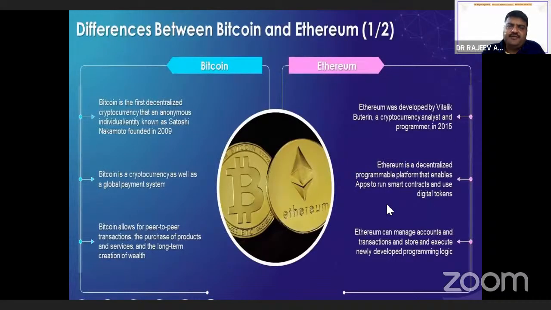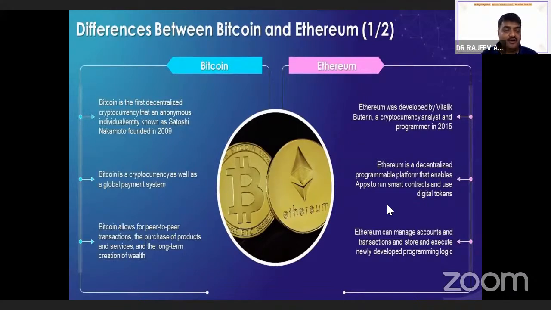Now, what is the difference between a Bitcoin and an Ethereum? Most important, Bitcoin is the first decentralized cryptocurrency that an anonymous individual or entity called Satoshi founded in 2008-2009. Ethereum was developed by Vitalik Buterin, a cryptocurrency analyst and a programmer, in 2015. It's a cryptocurrency as well as a global payment system, where Ethereum is a decentralized programmable platform that enables apps to run smart contracts and use digital tokens. So that is the basic difference.